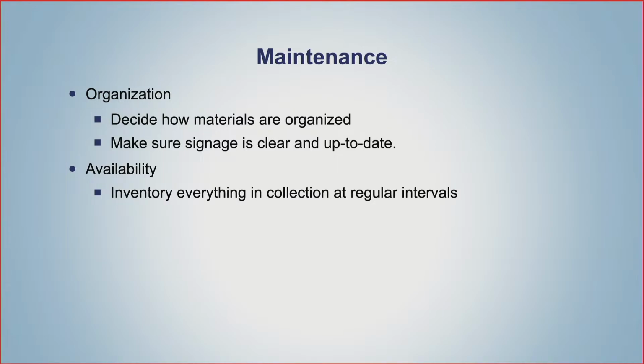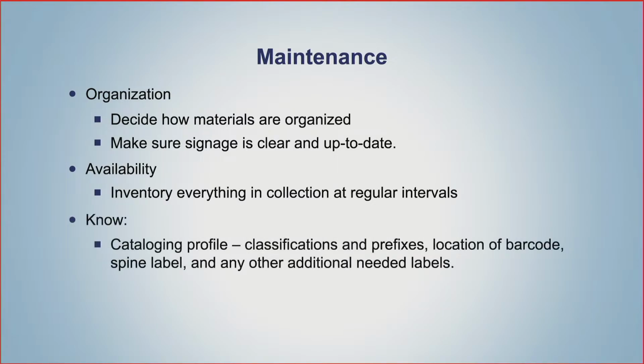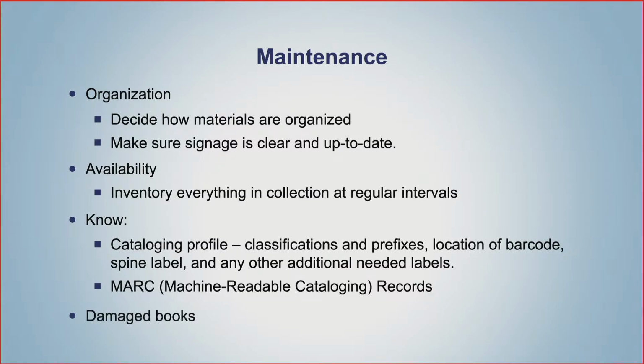Know your cataloging profile, which includes how you classify materials and their corresponding prefixes. It's also helpful if barcoding and labeling is placed in the same location on all books. You should also know how your school submits its MARC records into its library maintenance system. Repairing damaged books is a large part of maintaining a library collection. Lightly damaged books can often be repaired with basic book repair supplies, such as specialized tape and mylar for book jackets. Books with mold or any liquid damage should be removed from the collection.